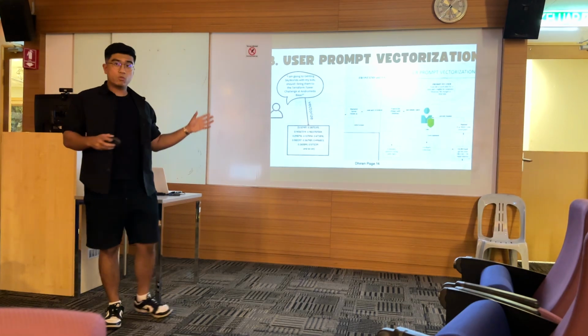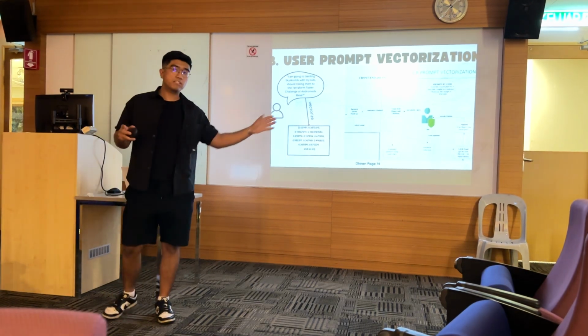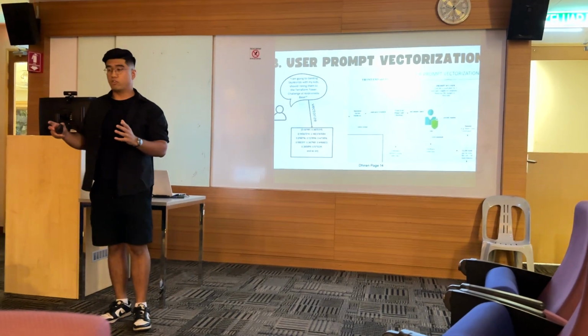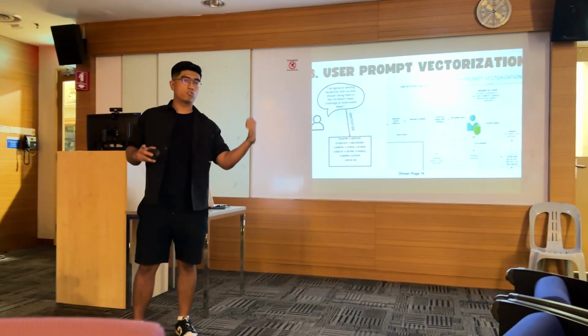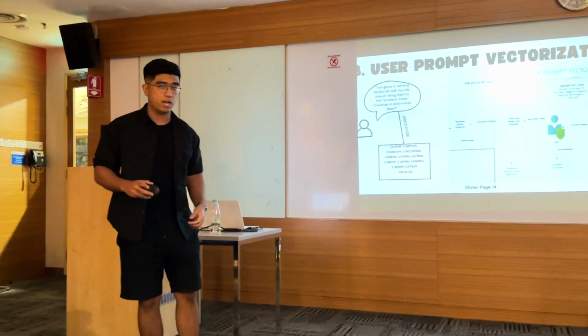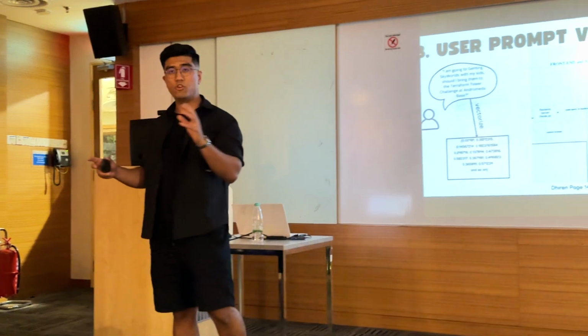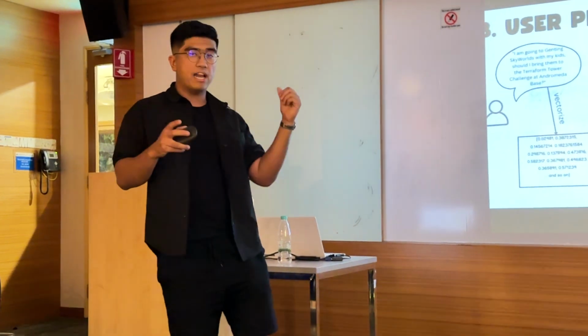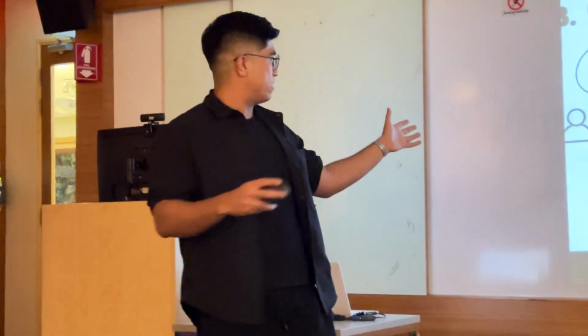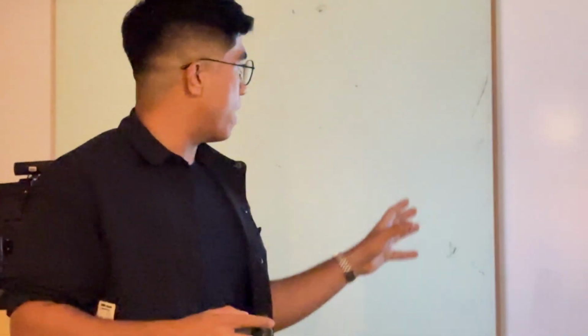So the next step is to vectorize the user prompt. Let's say you have a prompt here: you want to bring your kids to Genting Highlands and to this new ride called the Terraform Tower Challenge. All we're doing here is using the same embedding model as earlier, OpenAI embeddings, to vectorize the text into a list of numbers. That's it. Now, we have two components in our whole system here. And we can move on to the final part, which is the RAG part itself.